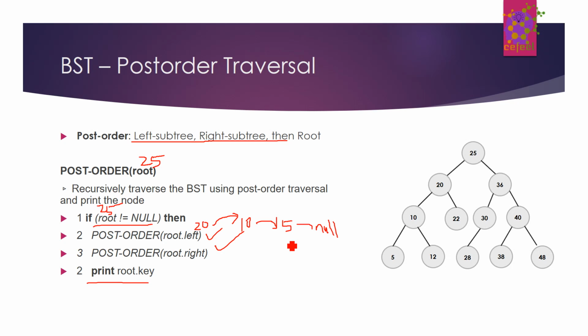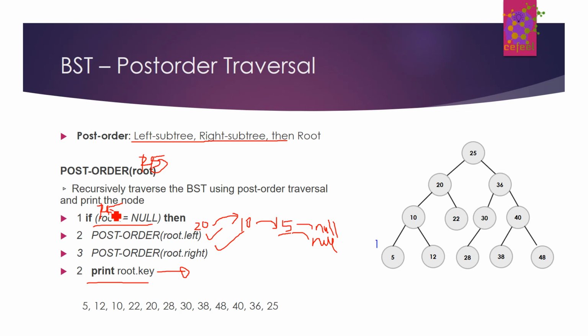Before 5 returns back, 5's left subtree will return null, 5's right subtree will return null, which means 5's left and right calls have been done, and then finally 5 will be printed because 5's left and right have been traversed, and hence 5 will be printed first. Then 5 will return back to 10, but notice 10 is the root node here, so it will return back to the 10 call here.